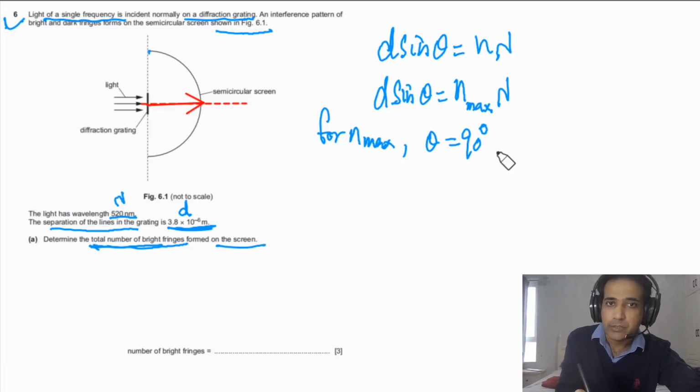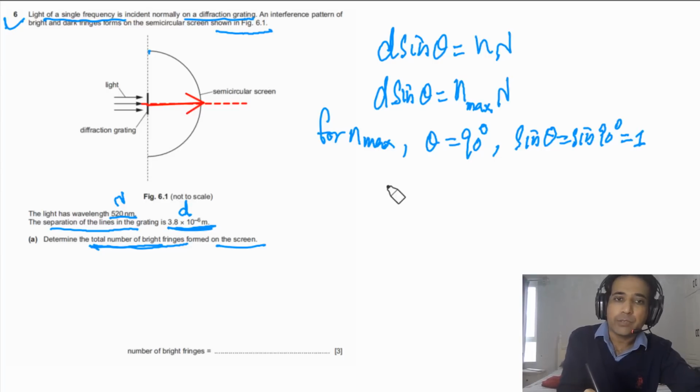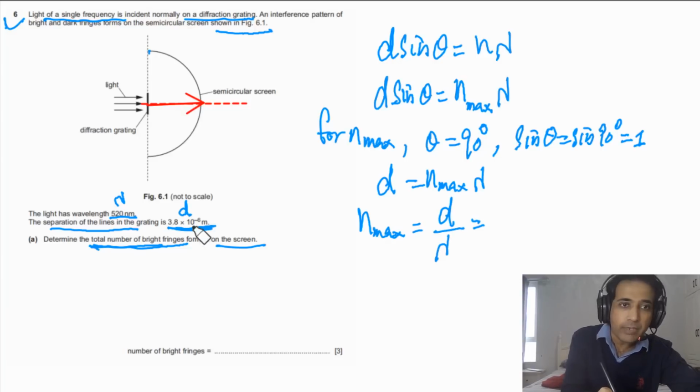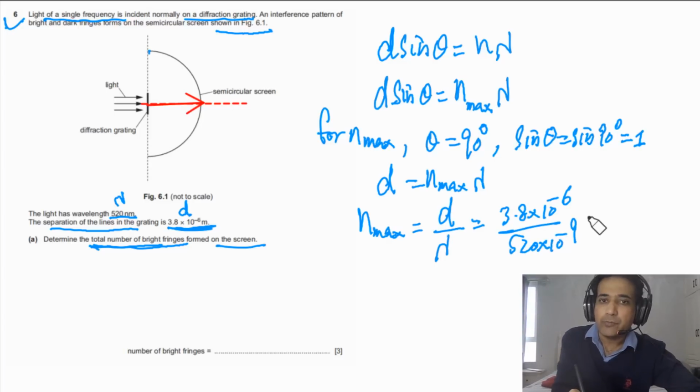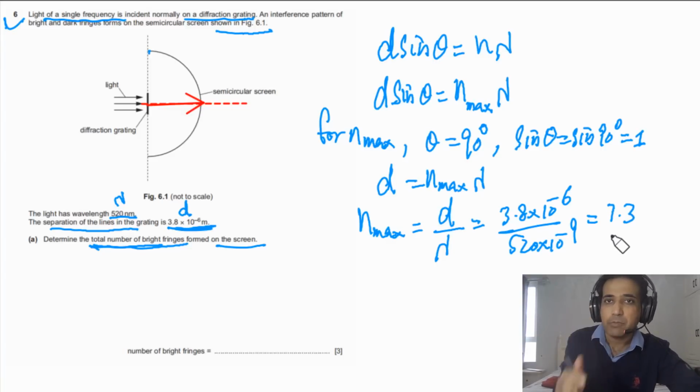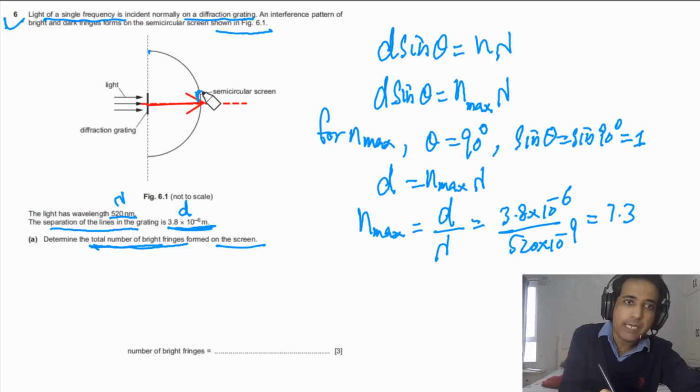So sine of theta is 1. We can also write sine of 90 degrees, which is equal to 1. So simply we have d equal to n max times lambda. So n max is equal to d divided by lambda. The value of d we have is 3.8 times 10 to negative 6, divided by 520 nanometers, meaning 520 times 10 to minus 9. Now if we solve this, we will get 7.43. So this is the maximum number of bright fringes, meaning we can have 7 bright fringes here.